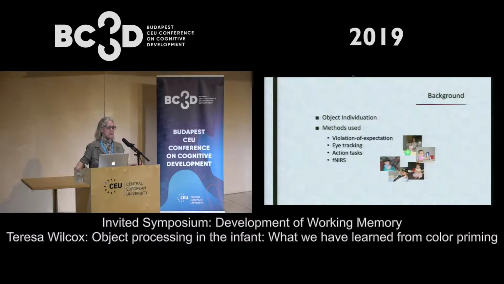So to give a little bit of background, I need to first define what object individuation is. Many of you probably already know, but I just want to clarify. Object individuation is the ability to keep track of the numerical identity of an object even when perceptual contact is lost.